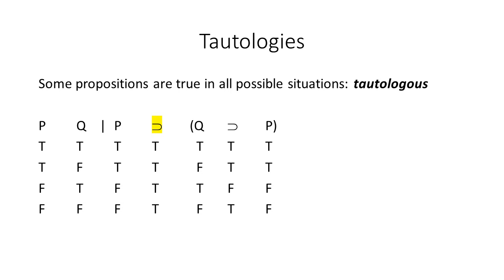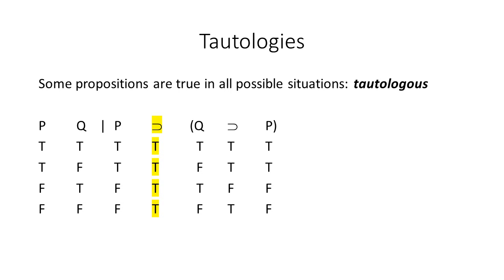Okay, so let's think about what this tells us. We have 4 possible situations that represent the different ways that P and Q could be: the situation in which they're both true, the situation in which P is true and Q is false, the situation in which P is false and Q is true, and the situation in which P is false and Q is false. Those are the 4 rows. Again, each one represents a different possible situation. Note that in each possible situation, if P, then if Q, then P is true. So this is a proposition that's true in all possible situations. So it's a tautology, or it's tautologous.